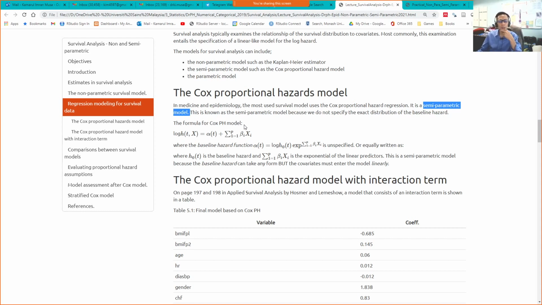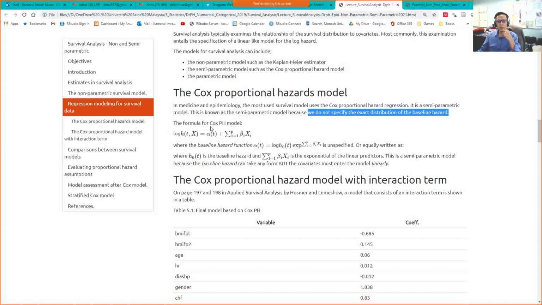Why do we say this is a semi-parametric model? Because we do not specify the exact distribution of the baseline hazard. Okay, we don't want to know. We don't want to commit to the exact distribution of the baseline hazard. So we say, okay, whatever distribution of the baseline hazard doesn't matter. Right.